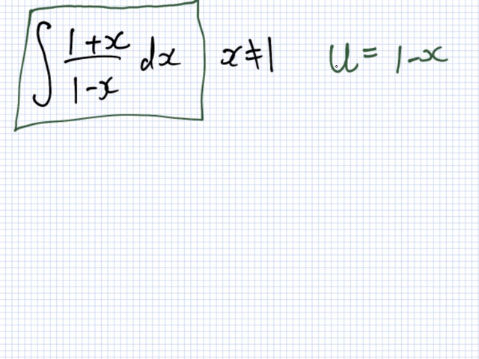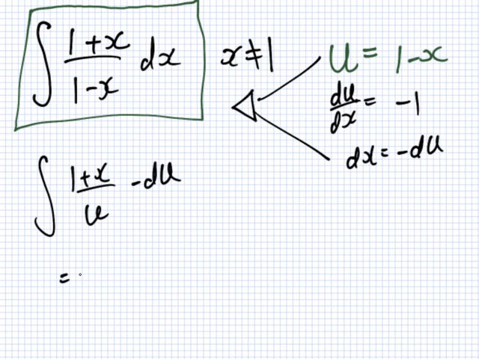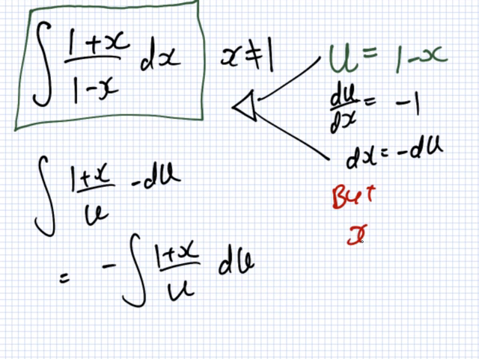So, u equals 1 minus x. What does du dx equal? Minus 1. So what does dx equal? Minus du. Okay, so that goes into there, and this becomes integrate 1 plus x over u times minus du, which becomes minus integrate 1 plus x over u du. But what is the problem here? We can't mix x and u, but x equals 1 minus u.